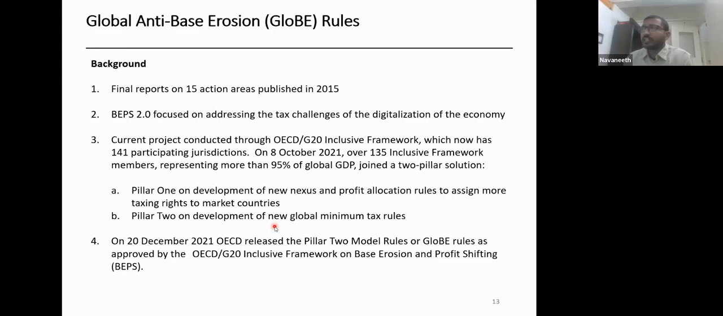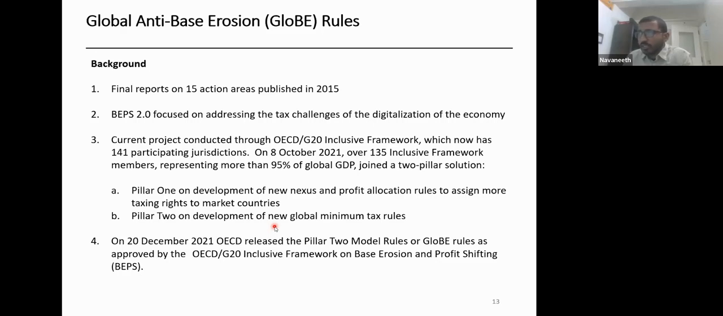There were 15 action reports that were finalized in 2015. Thereafter, BEPS 2.0 focused on addressing challenges that arise from digitization of economies. And as a part of this process, 135 countries have come together, which represent about 95% of the global GDP, in what is called a two-pillar solution.